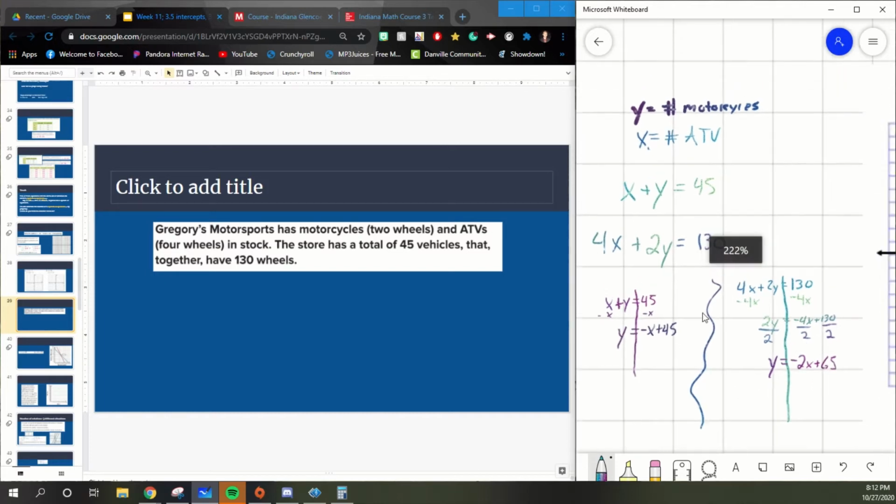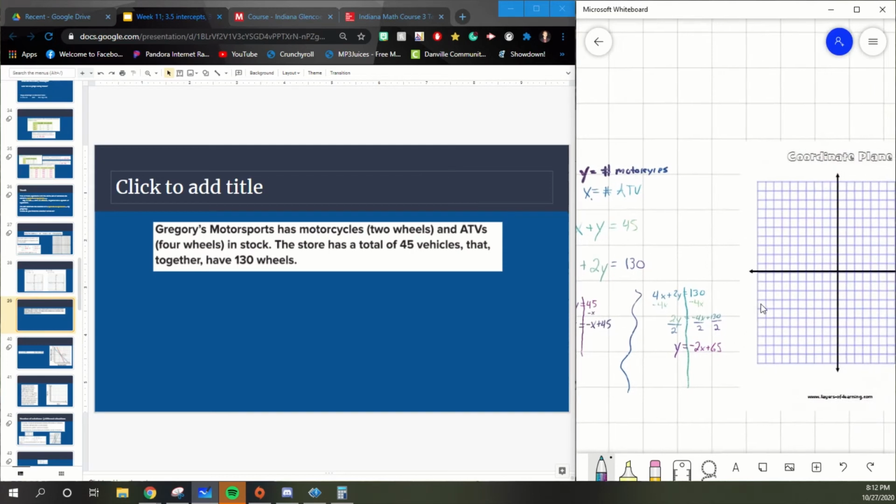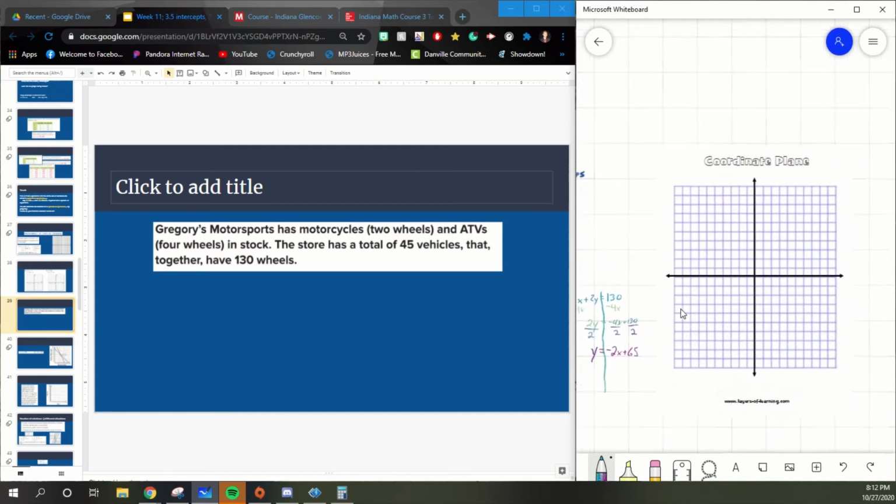So now that we have those two equations, I can go ahead and graph that on a coordinate plane. I'm going to go ahead and write my equations a little bigger up here. I have y is equal to negative x plus 45. And I have y is equal to negative 2x plus 65.